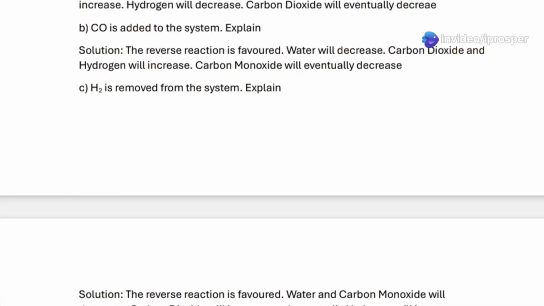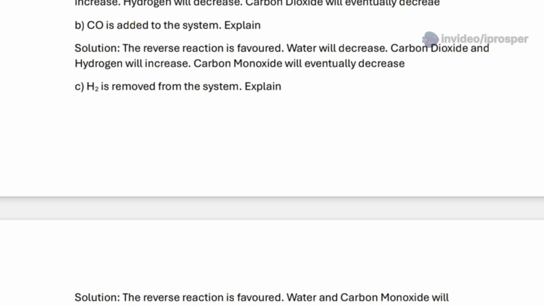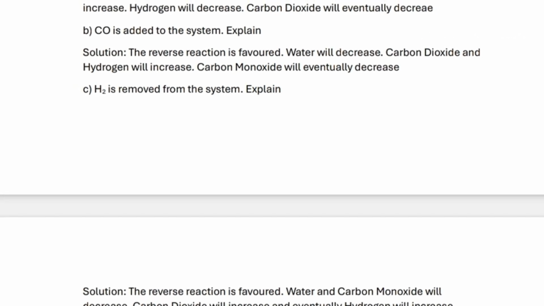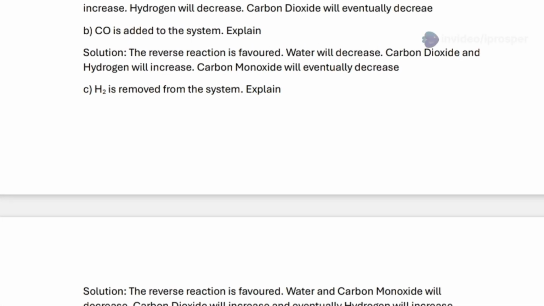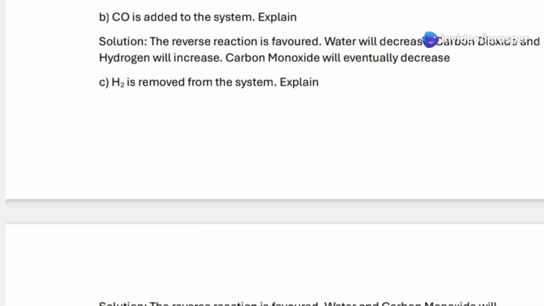Carbon monoxide is added to the system. So, what happens next? Well, the reverse reaction is favored. Consequently, water will decrease. On the other hand, carbon dioxide and hydrogen will increase. And eventually, carbon monoxide will decrease.